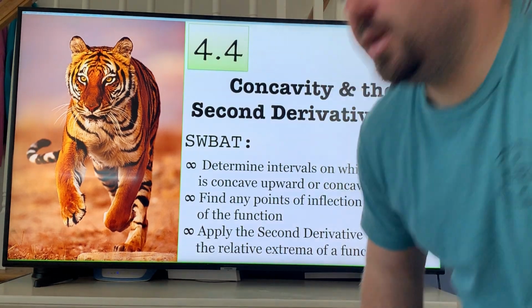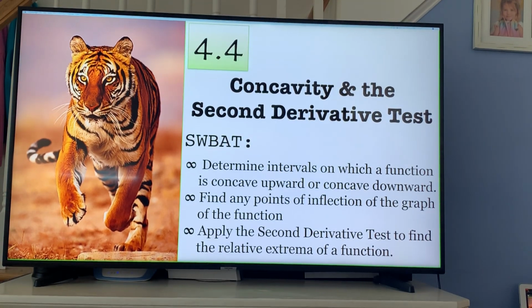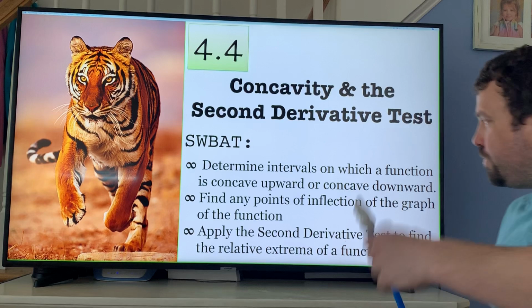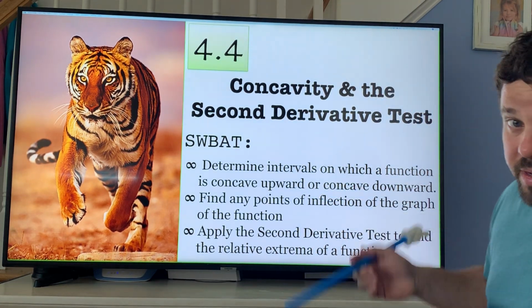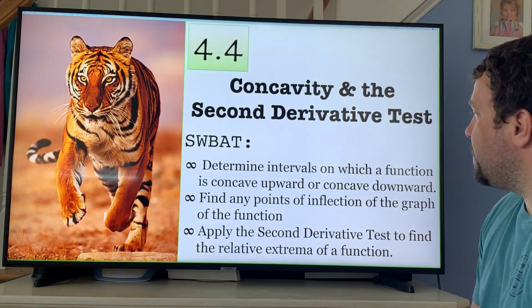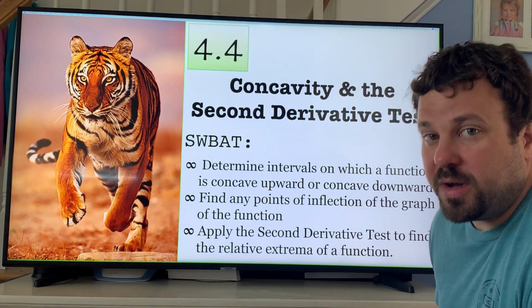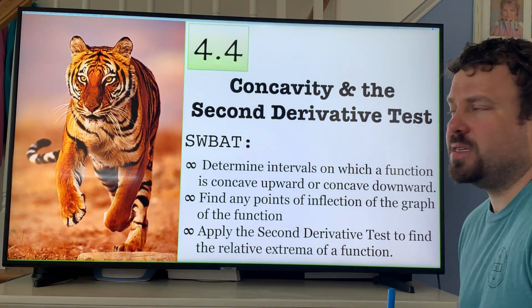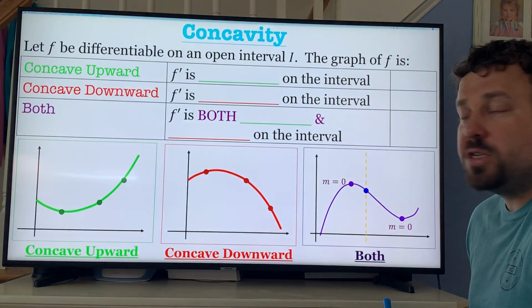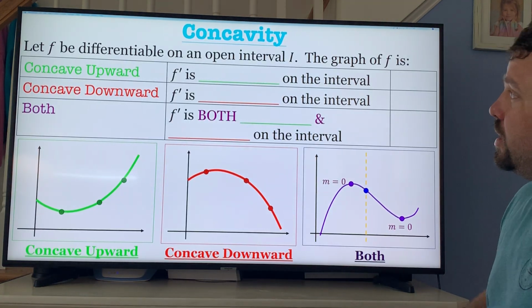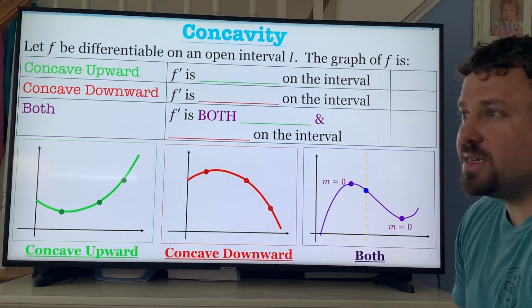By the end of this, you're going to be able to determine intervals on which the function is concave up or concave down. You know what that obviously means. You'll find any points of inflection on the graph of the function, and apply the second derivative test to find the relative extrema of a function. This is very similar to increasing and decreasing functions. It's just an extra step. So first thing, concavity. What is concavity?